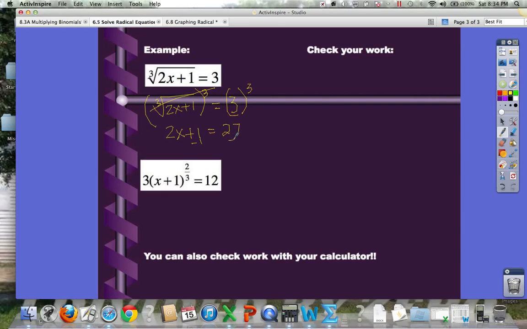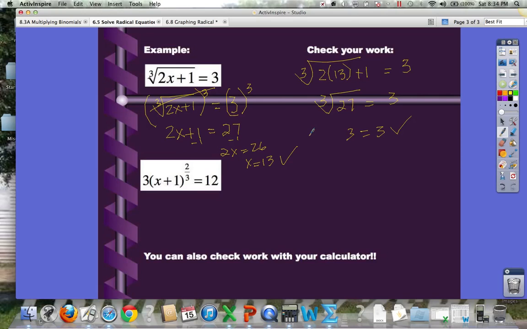Subtract 1, and you have 2x equals 26. So x is 13. We must check our answer. So I'm going to take the cube root of 2 times 13 plus 1. Does that equal 3? Well, 2 times 13 is 26. 26 plus 1 is 27. The cube root of 27 equals 3. Yes, that is true. 3 equals 3. So x equals 13 is definitely an answer.